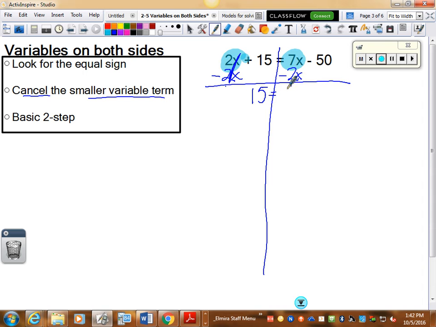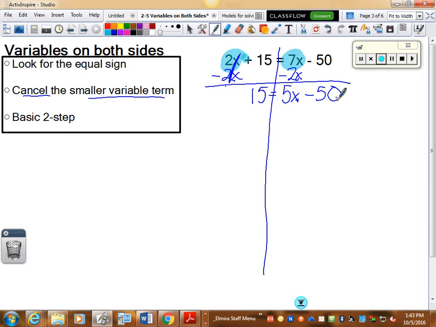7x take away 2x is 5x. I put the 5x underneath 7 minus 2x. Minus 50 comes down. Keep your order consistent with what's there. Don't switch it around and put 5x first just because you want to. It'll get your order of your terms and your equal sign messed up, and it'll get you the wrong answer.